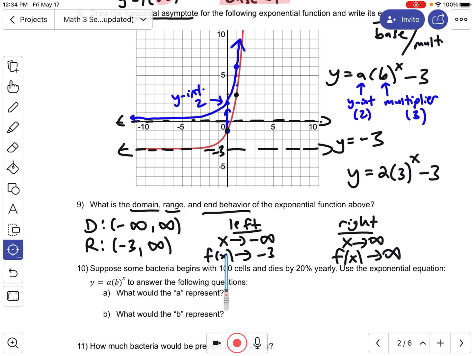So the x represents left and right. The f of x represents down and up.